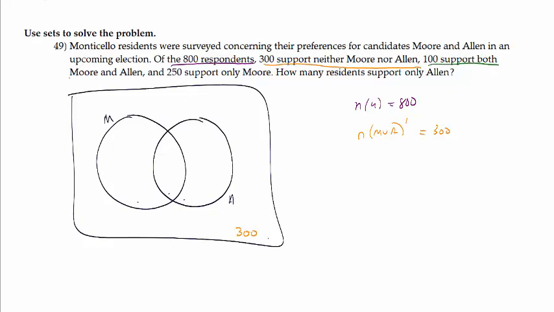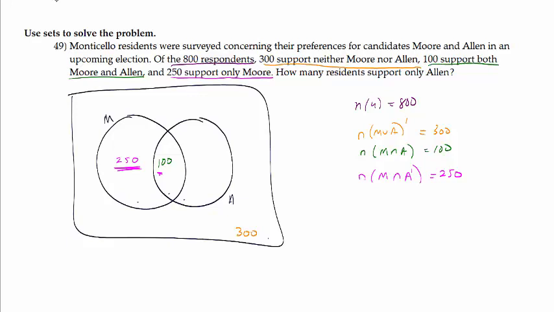100 support both Moore and Allen. So both Moore and Allen is going to be right here in the intersection. And that has to be 100. And again, so the number of elements in Moore and Allen is going to be 100. And then the last piece of information that we're given is that 250 support Moore only. So the 250 has to go right here. I don't want to put it in here because that's also part of Allen. So it's going to go here only. So this would be the number of elements in Moore and not in Allen. That's 250. Okay, so that's all the information I'm given.